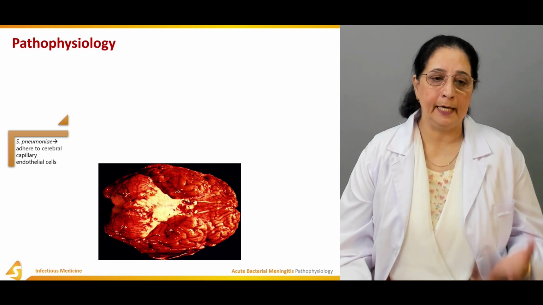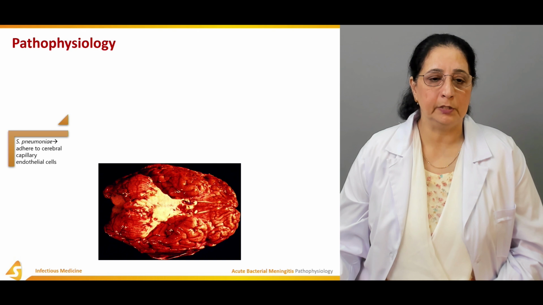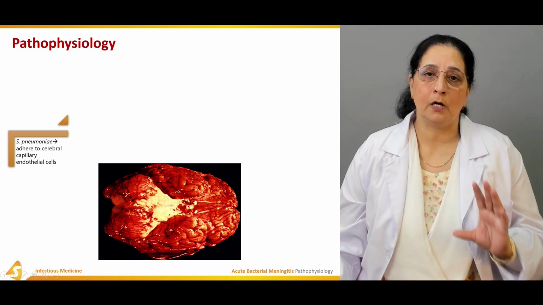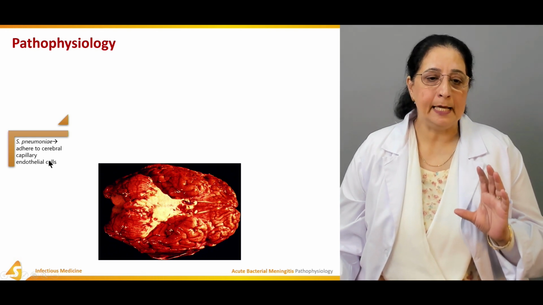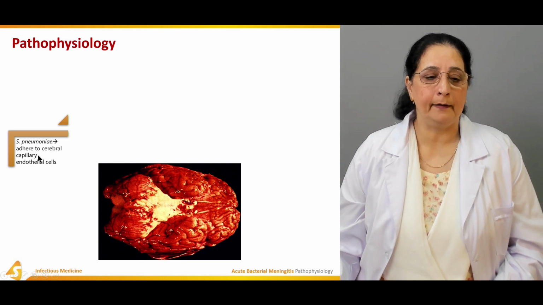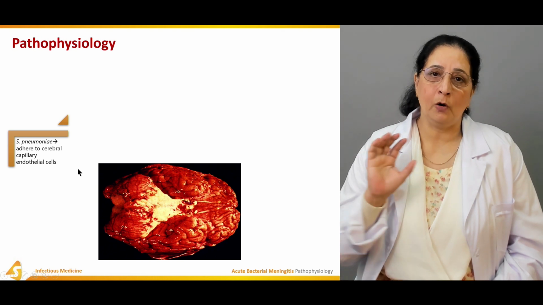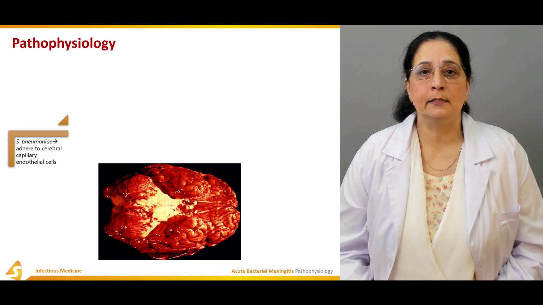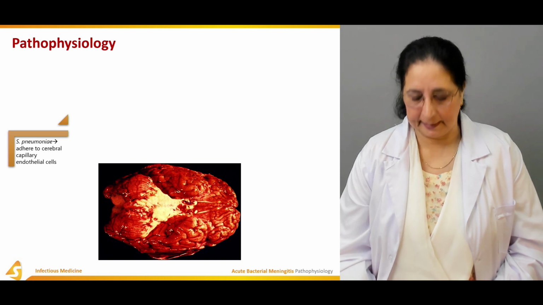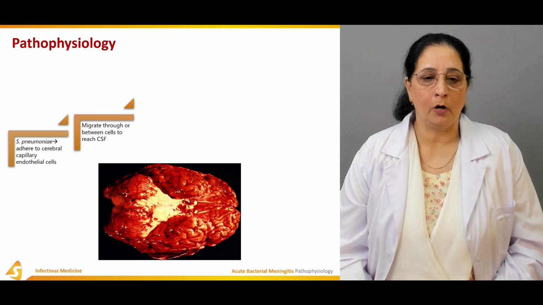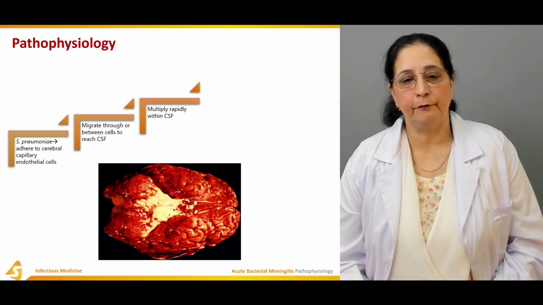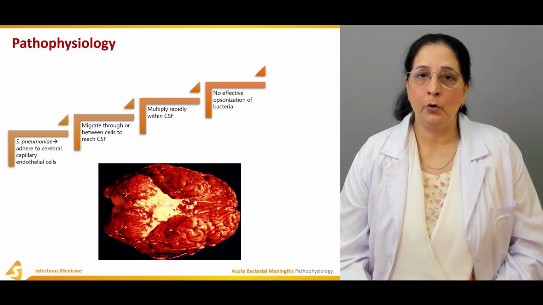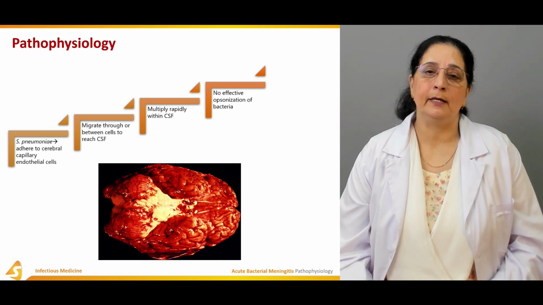Next, we have the pathophysiology. We talk about Streptococcus pneumoniae. Again, remember it is the most common organism that can cause bacterial meningitis. It adheres to the cerebral capillary endothelial cells. So now what's happening once it reaches the cerebrospinal fluid: it adheres to the cerebral capillary endothelial cells, migrates through or between cells to reach cerebrospinal fluid, multiplies within the cerebrospinal fluid, and there is no effective opsonization of bacteria.